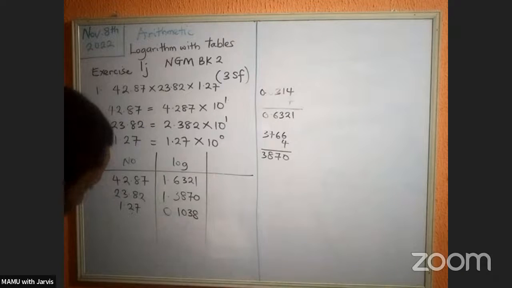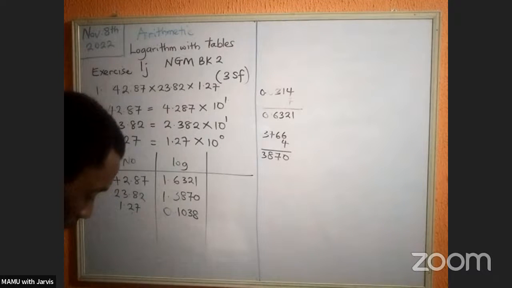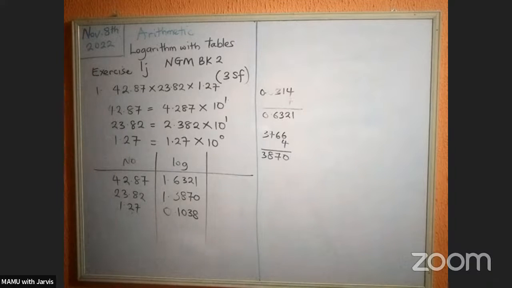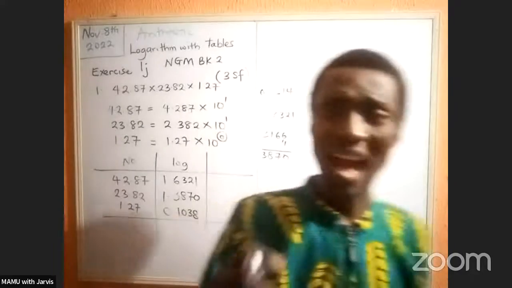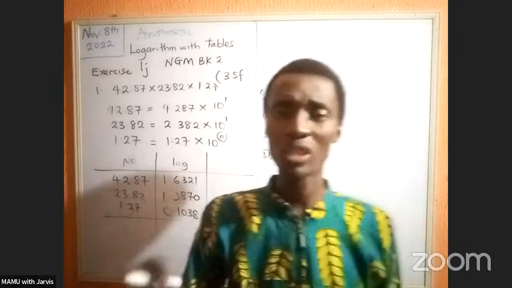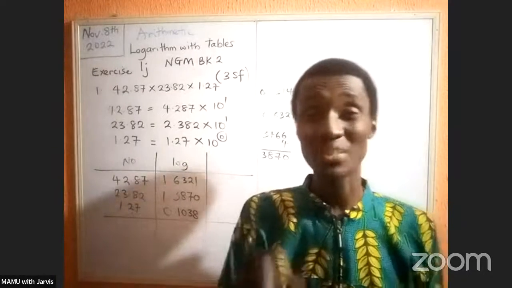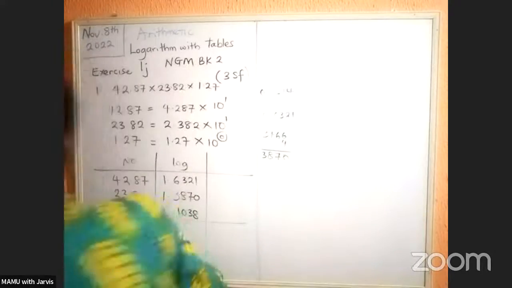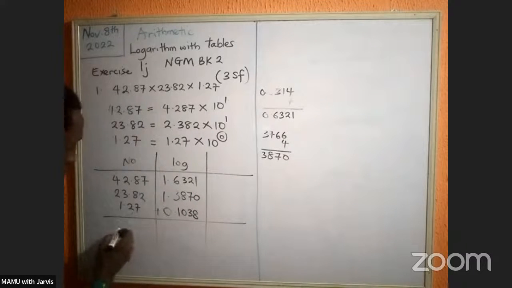0. Why is that 0? 12 under 7. Why is that 0? Because the characteristic here is what? 0. So at this point, what do we do? The concept of logarithm is to carry out addition where you are multiplying numbers and to carry out subtraction where you are dividing numbers. So we are actually multiplying these numbers. So we're going to carry out what? Addition. So add them up.